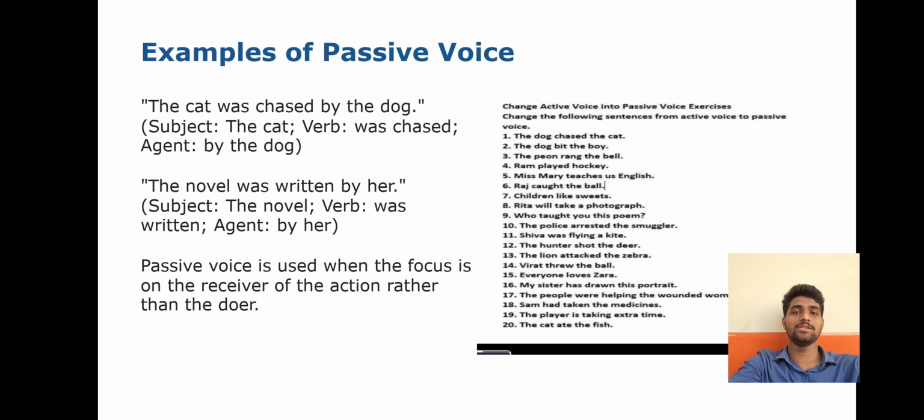Examples of passive voice: The cat was chased by the dog. In this, the cat is the subject and the verb is was chased. Agent, dog. The novel was written by her. Subject is the novel, verb was written, agent by her. Passive voice is used when the focus is on the receiver of the action rather than the doer.